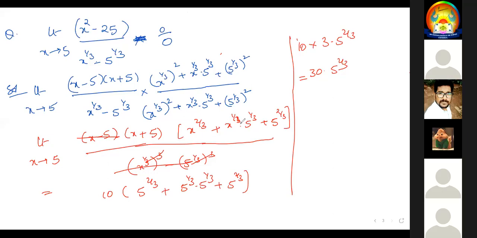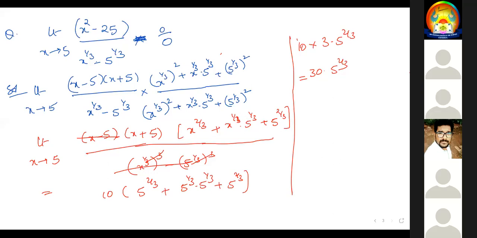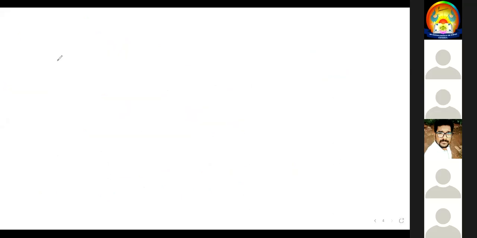Completed? Next question. So now this one, please try to do it. The question is limit x tends to 10 into x square minus 12x plus 20 by x power 1 by 3 minus 10 power 1 by 3.